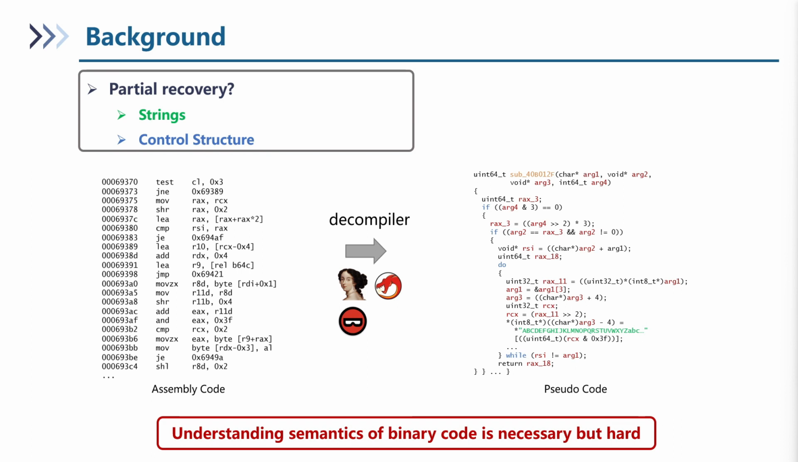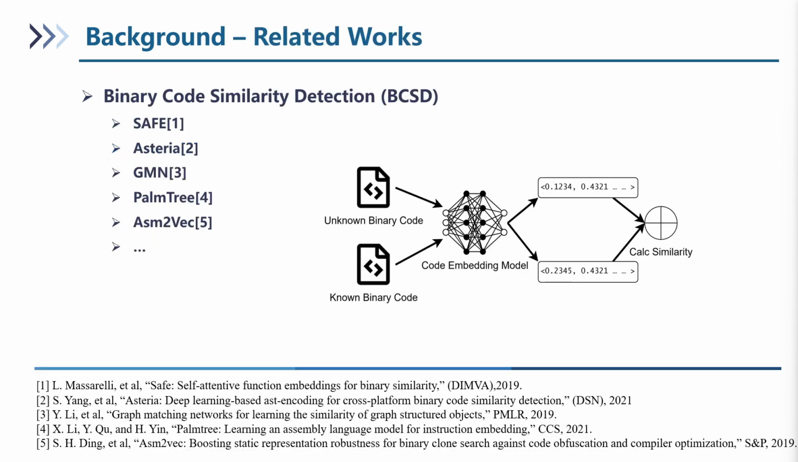So is there any work trying to help us understand the binary code? The answer is yes. One way is binary code similarity detection. Such methods generally use a code embedding module to generate the semantic embedding of unknown binary code, and then search into a database of known binary code to determine the code similarity based on the similarity scores calculated between the embeddings. Existing notable works include Asm2Vec, SAFE, Asteria, GMN, PalmTree, and so on.